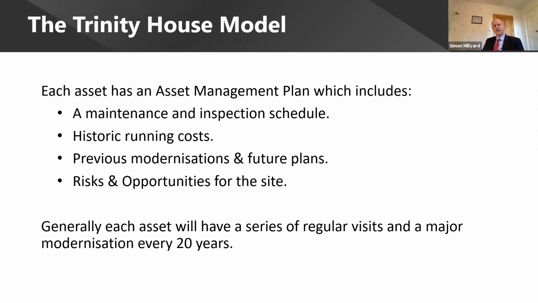And you need to take that back probably over 10 years, because for Trinity House, every 7 or 8 years you would generally paint the outside of the structure, and that would skew those years' costs. So you need to include any repeated significant costs. And you'll also include previous modernizations and future plans and any risks and opportunities for the site. But generally, every 20 to 25 years, every site will get a major modernization.